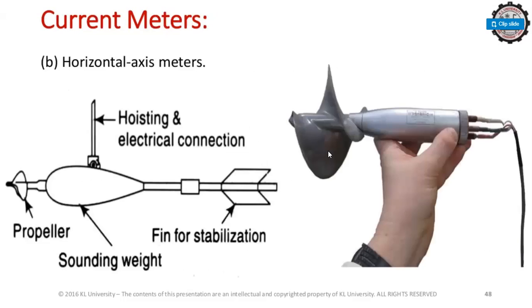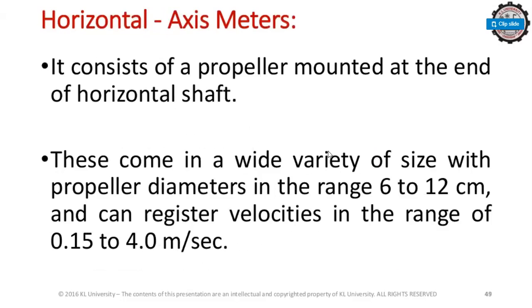Current meters, horizontal axis meters: housing and electrical connection, propeller, fin for stabilization, and sounding weight. Horizontal axis meters. It consists of a propeller mounted at the end of a horizontal shaft. These come in a wide variety of sizes with propeller diameters in the range of 6 to 12 centimeters and can register velocities in the range of 0.15 to 4.4 meters per second.